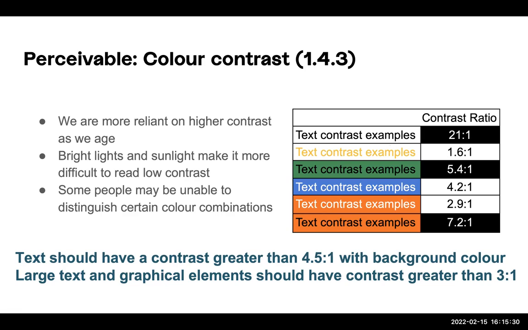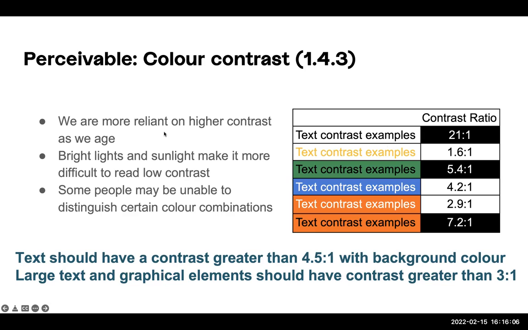WCAG answers this. So, for example, when we talk about regular text, which is not bold, not really large text, WCAG requires a minimum color contrast between the element and its background of 4.5 to 1. There are so many different tools to test the color contrast. All online, you can just pick the color of the text and the color of the background and see the difference between them and how they contrast with each other.